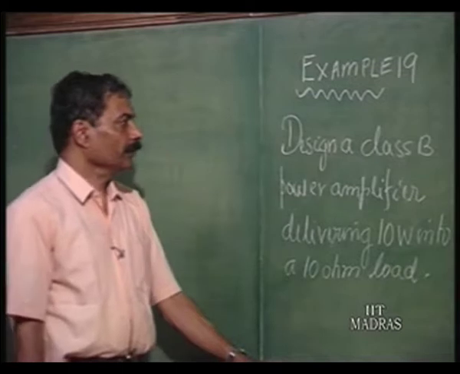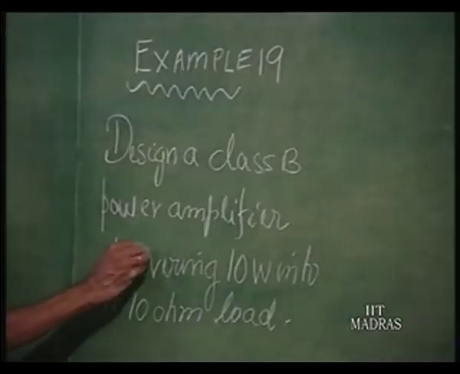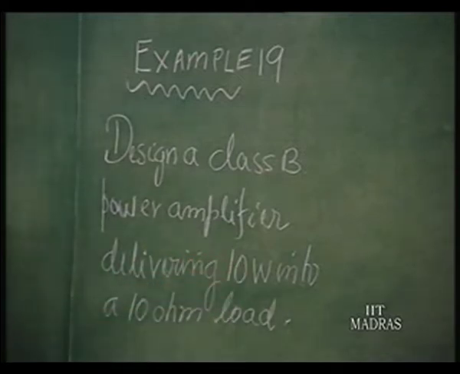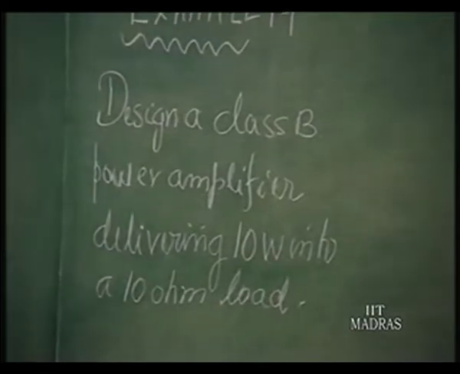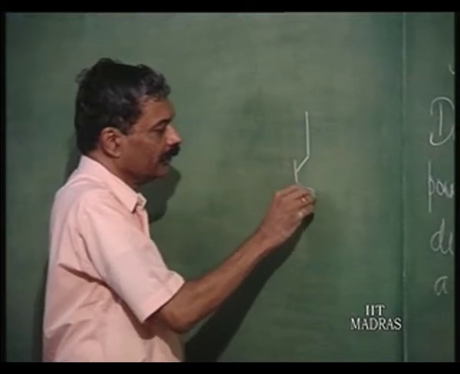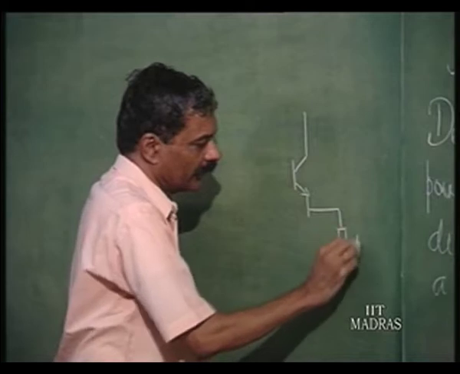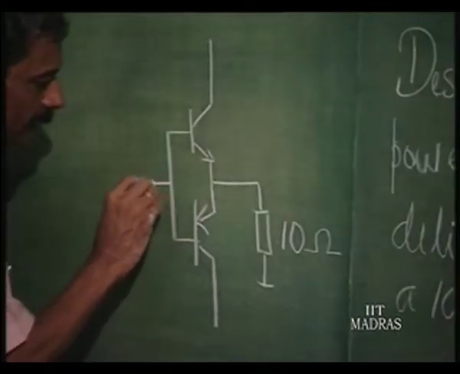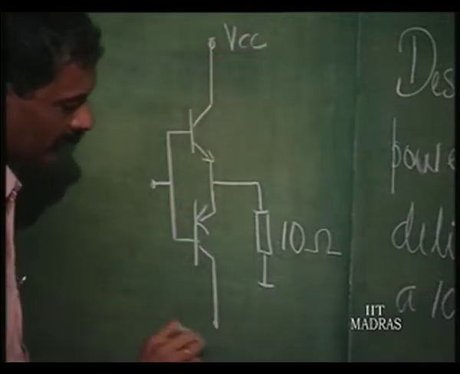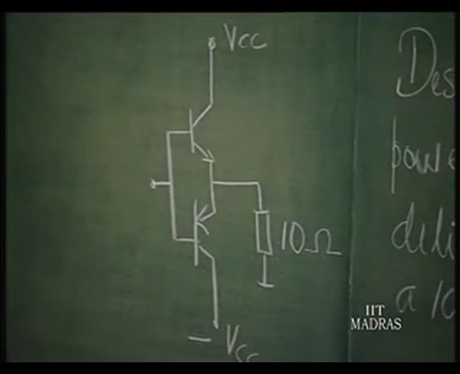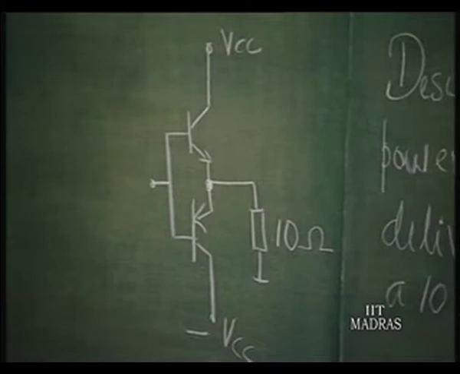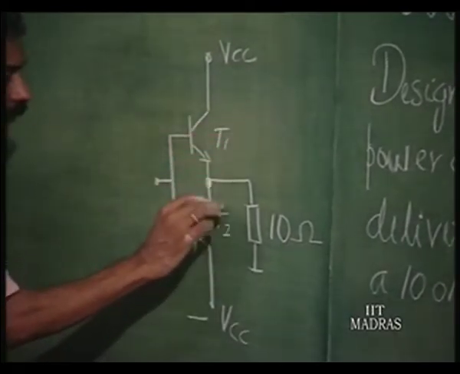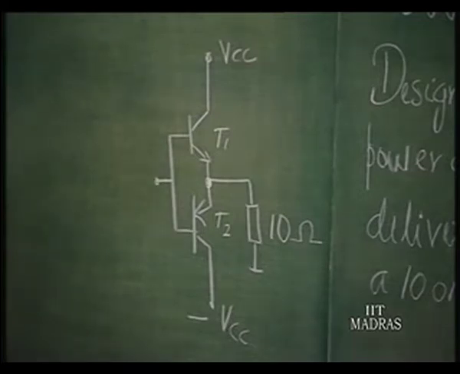Now, let us work out an example. Design a class B power amplifier delivering a 10 watt power into a 10 ohm load. So, the circuit configuration that we are going to select is the same thing, only now this is the 10 ohm load, and we have the complementary symmetry stage connected to VCC and minus VCC. This is the simple circuit. So, here we have to only find out what the specifications are for the 2 transistors, that is all the design is, and find out the value of VCC minimum that we should have for delivering 10 watt power into a 10 ohm load.